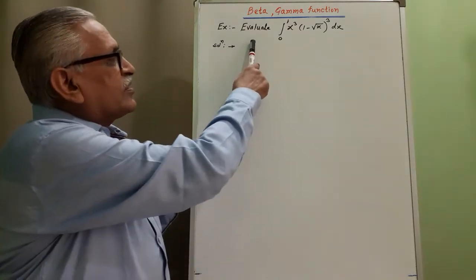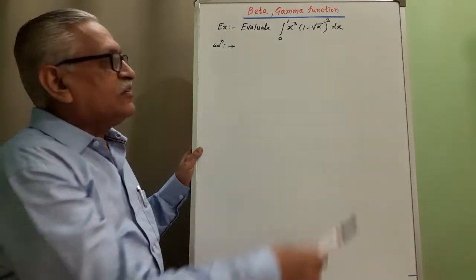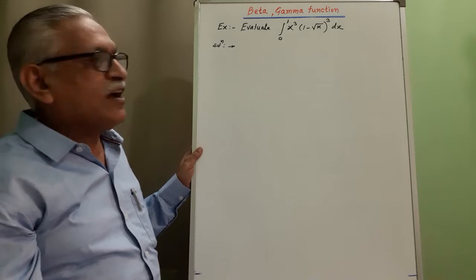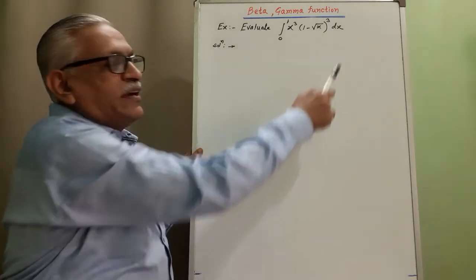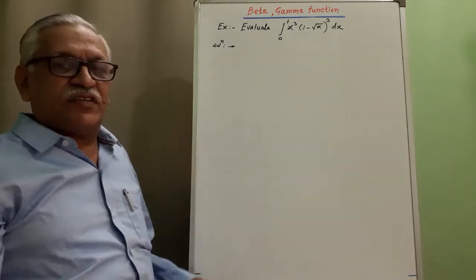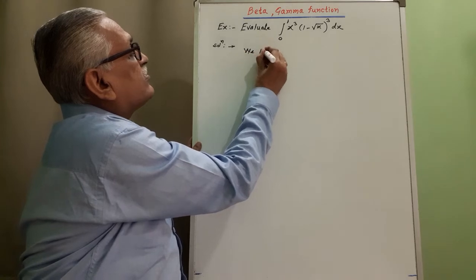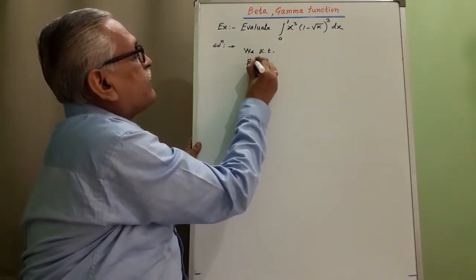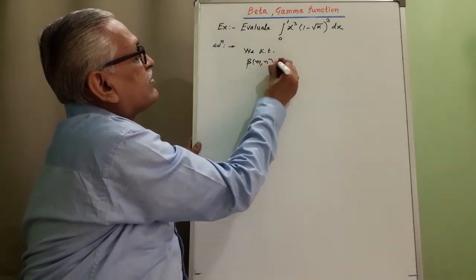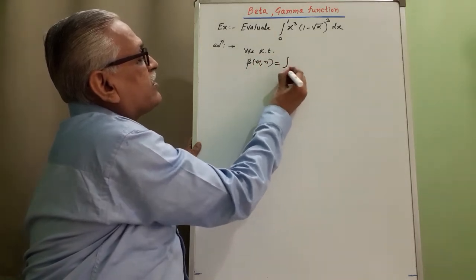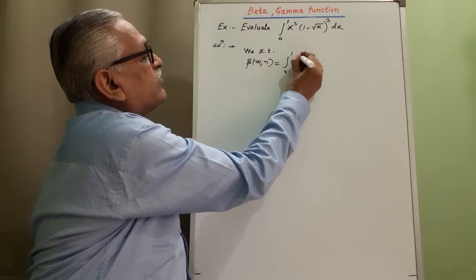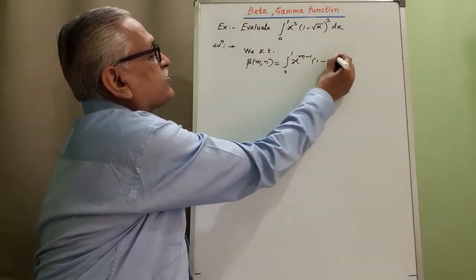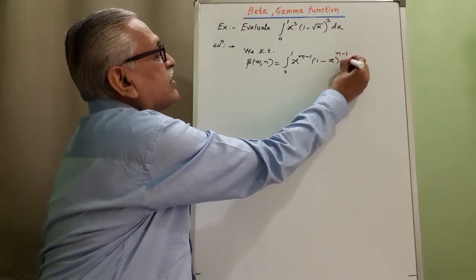Evaluate the integral from 0 to 1 of x cubed multiplied by (1 minus root x) raised to 3, with respect to x. Beta of m, n is equal to the integral from 0 to 1 of x raised to m minus 1 times (1 minus x) raised to n minus 1 dx.